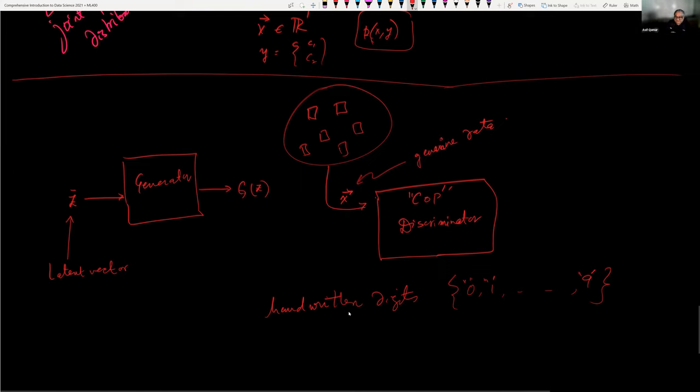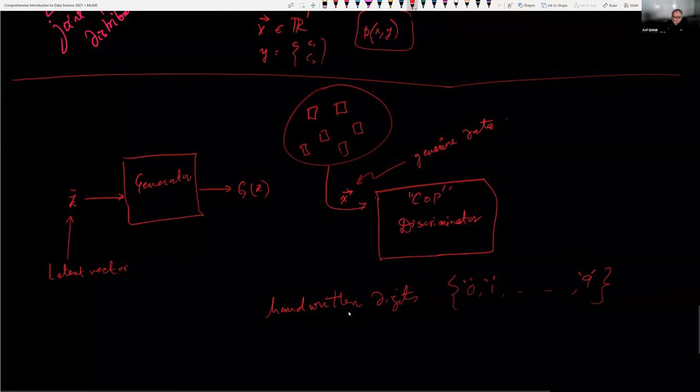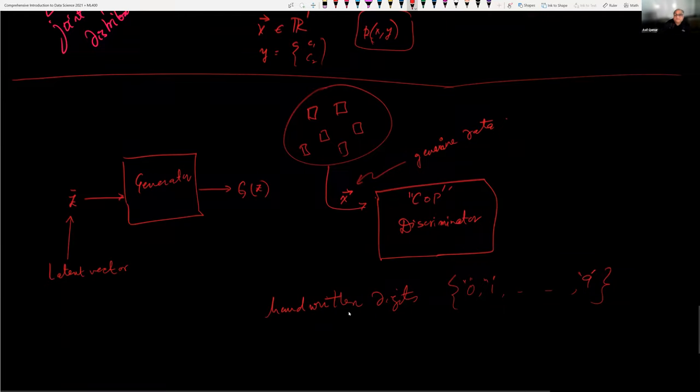The input to this system could be either this or this, never at the same time, of course. And now the cop's job is to output Y hat: real, which it will mark as one, or fake, which it will mark as zero. It will predict something close to it.